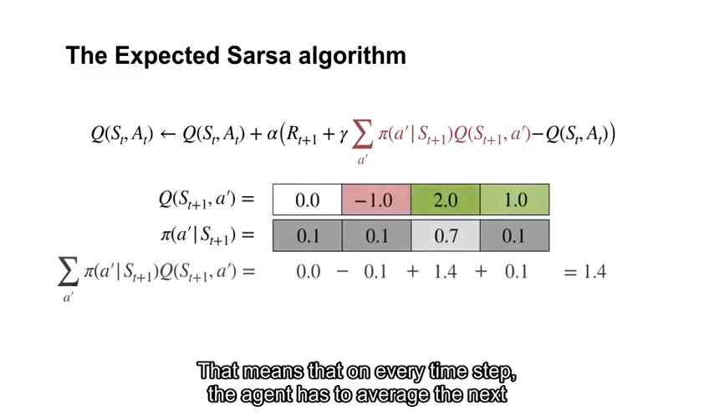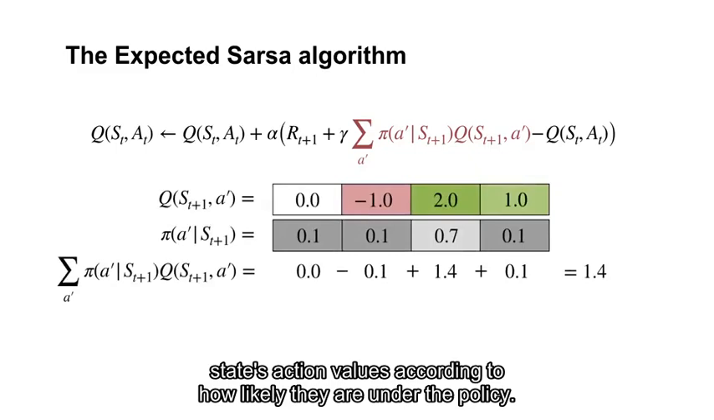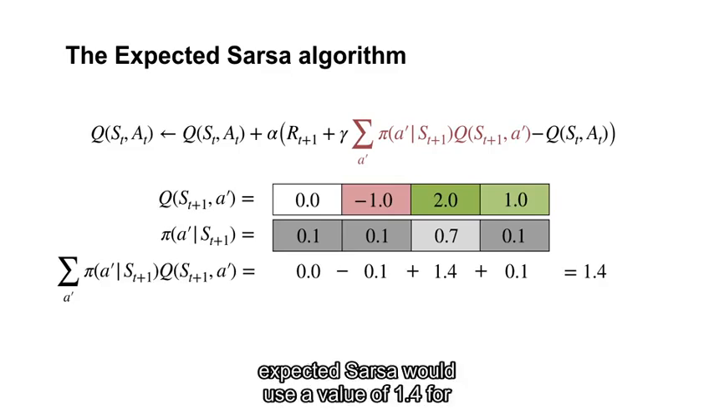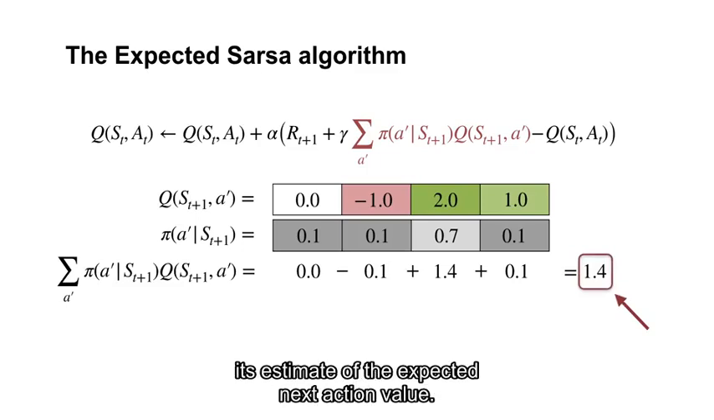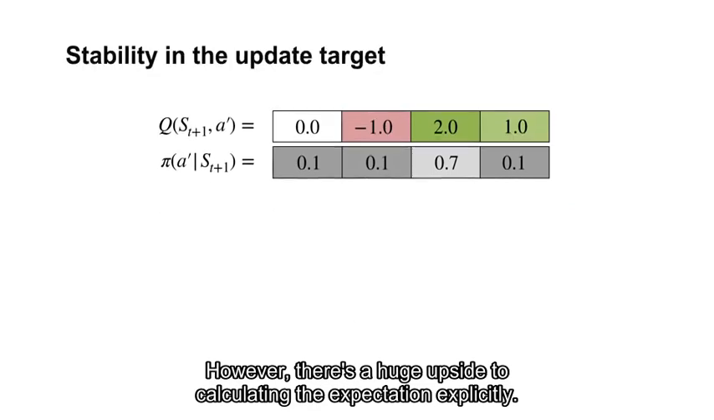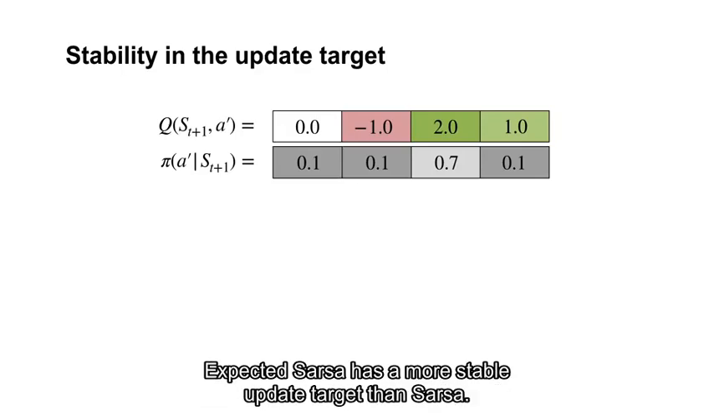That means that on every time step, the agent has to average the next state's action values according to how likely they are under the policy. For example, with the following values in policy, expected SARSA would use a value of 1.4 for its estimate of the expected next action value. However, there is a huge upside to calculating the expectation explicitly. Expected SARSA has a more stable update target than SARSA.